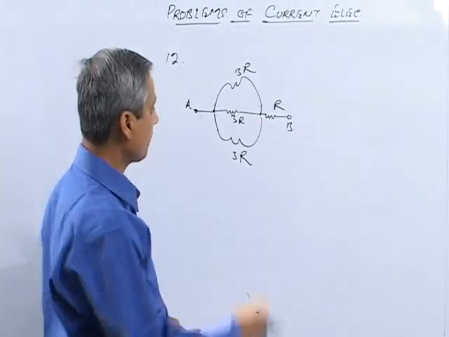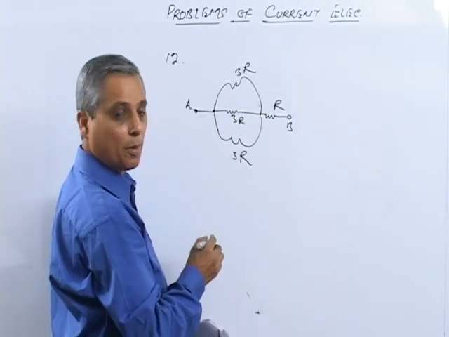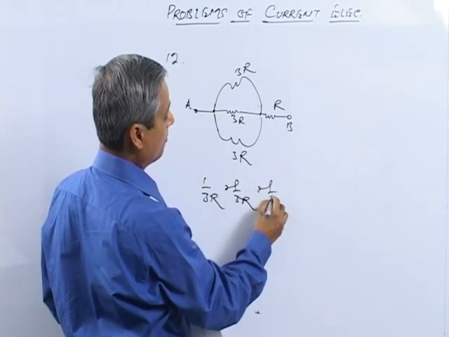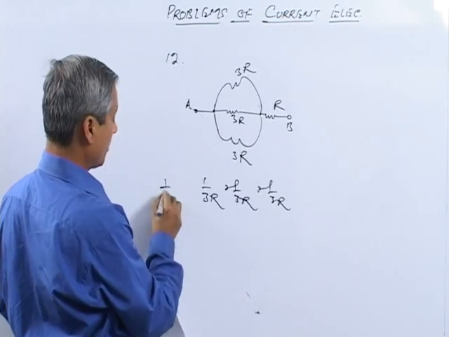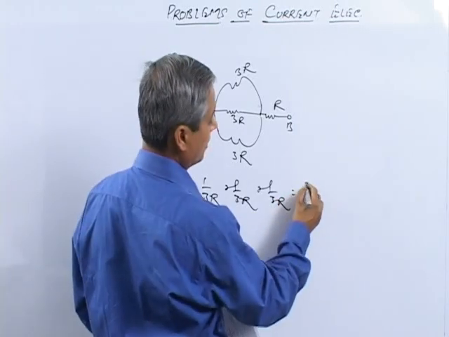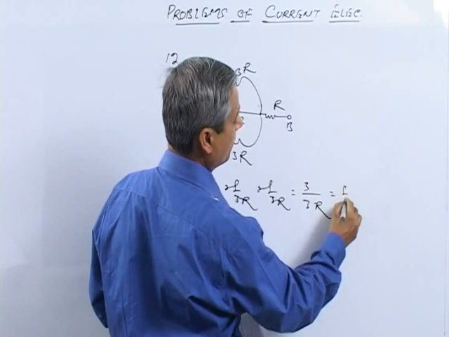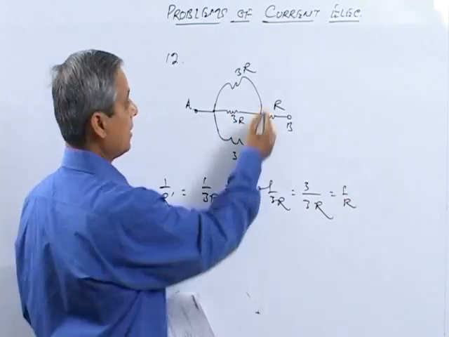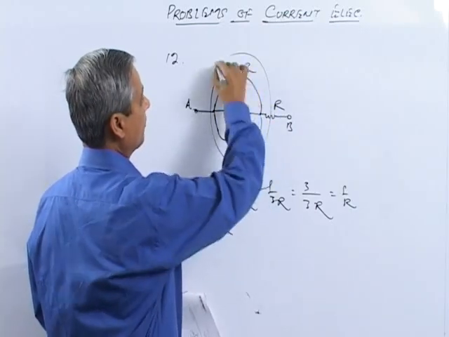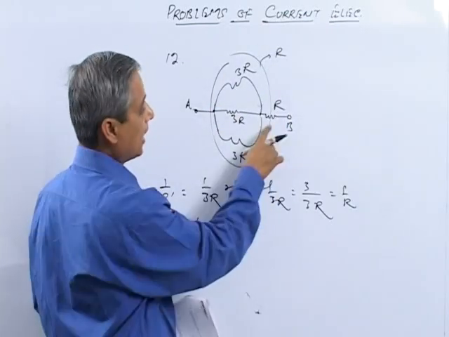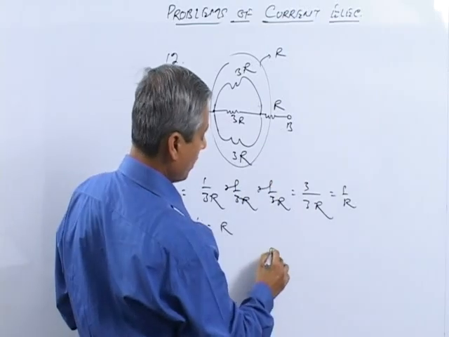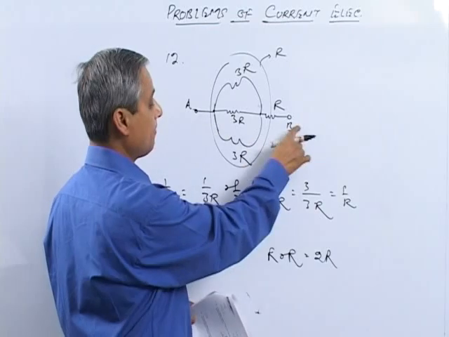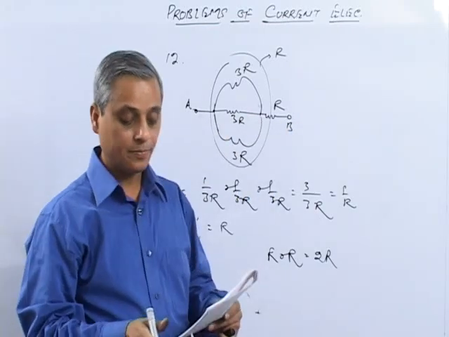3R, 3R, 3R, three times in parallel will make it 1 upon 3R plus 1 upon 3R plus 1 upon 3R, and that will be 3 upon 3R, that means 1 upon R. Therefore, R dash is R. These three resistances we have as a single resistance R that is in series with this R. So R plus R will make it 2R. The resistance between A and B will become 2R.